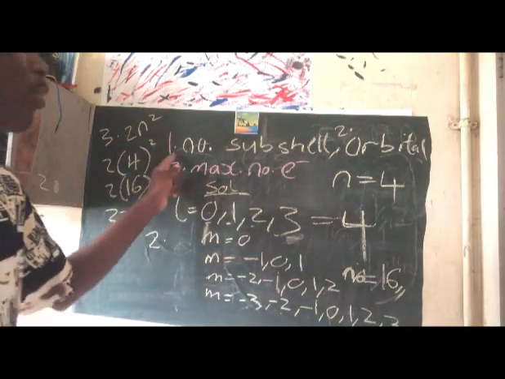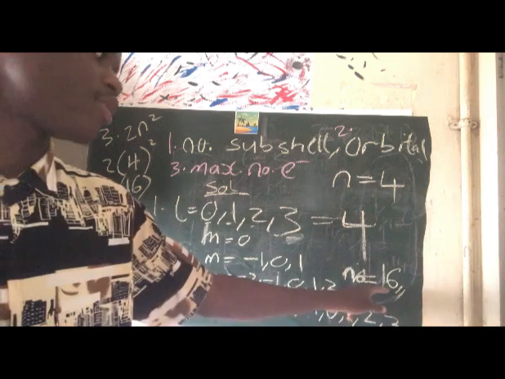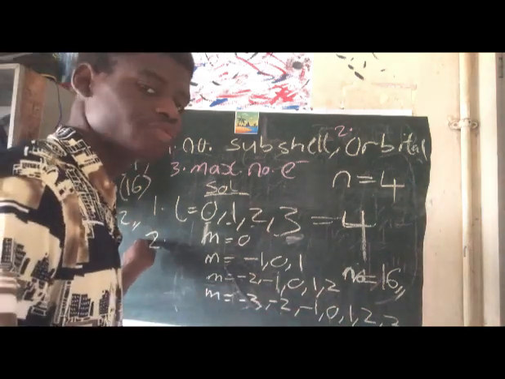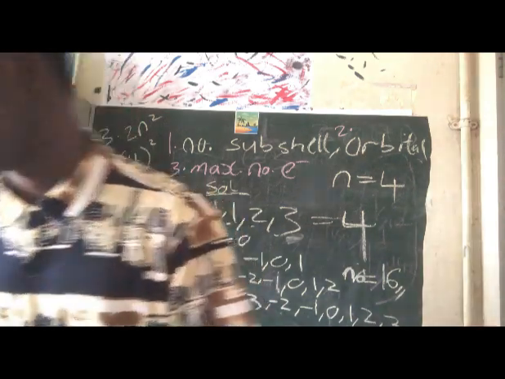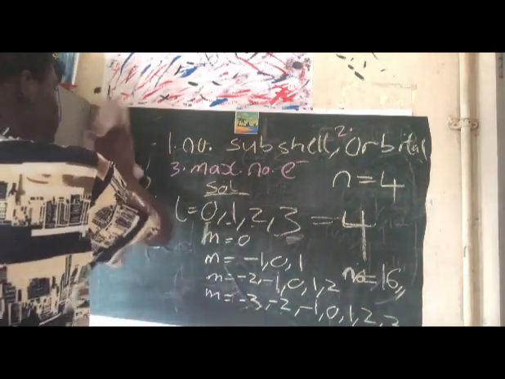So we've answered number 1: the number of subshell is 4. Number 2, number of orbitals is 16. And number 3, the maximum number of electrons is 32. But let's do this in the fastest way.